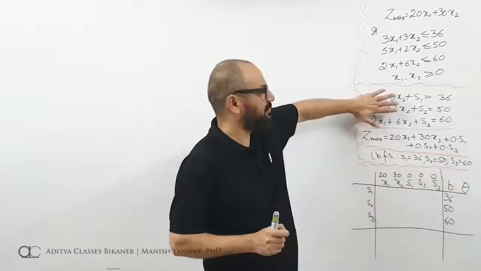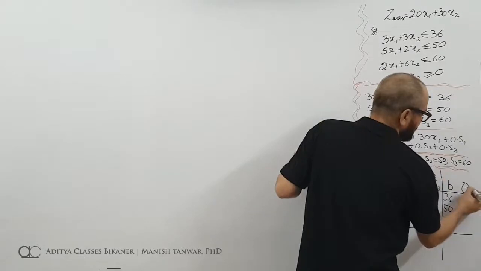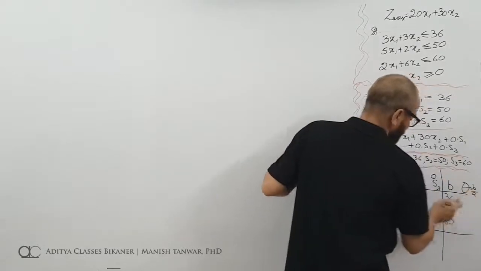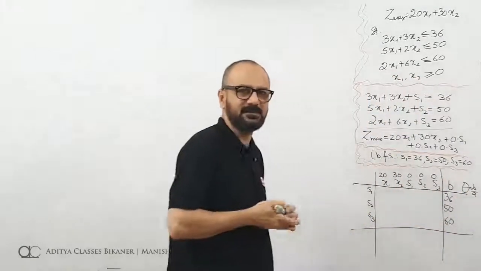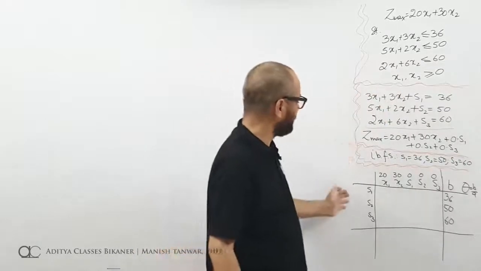What are these A values? The constraint values. Remember, we find out theta as B by A. So all these are A values. This is an A matrix. This is a coefficient matrix of all my constraints. Now let me fill up these constraints.